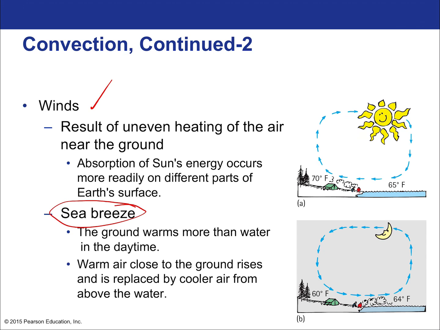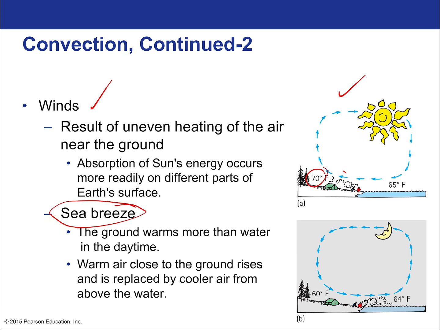A good example of that is comparing ground to water and a sea breeze. So the ground warms more than water in the daytime. The warm air close to the ground rises and is replaced by cool air from above the water. All right, so that is an example, right? We can see it right there. We can see that during the day, the ground is heating up more easily than the water because the ground has a lower specific heat than the water.